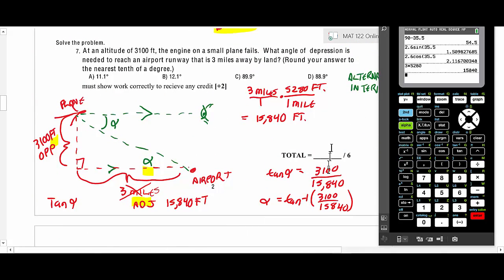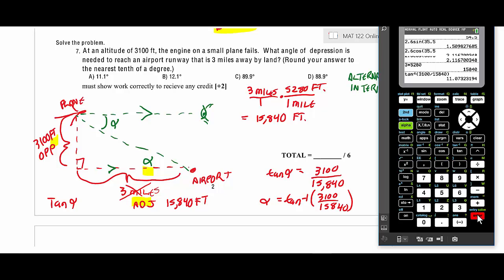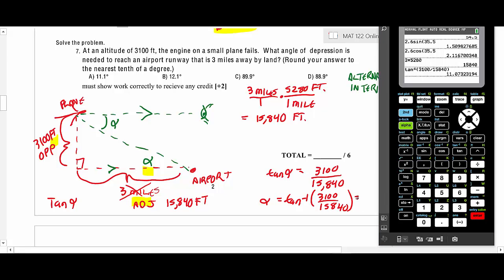Okay, so I'll go ahead and put this in the calculator, so it's just second tangent. You go 3,100 divided by 15,840, and then we'll round that answer off. Okay, so that is about 11.1 degrees is what we're going to get then. So that looks like the answer to that problem is going to be choice A.